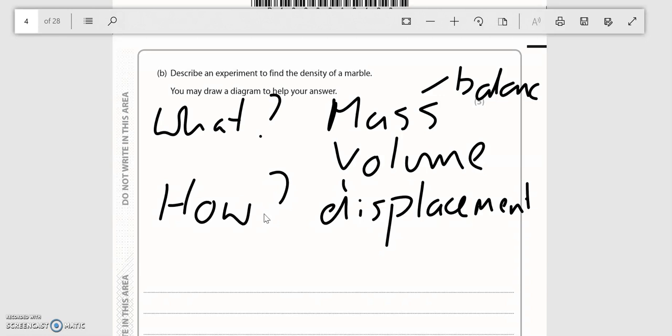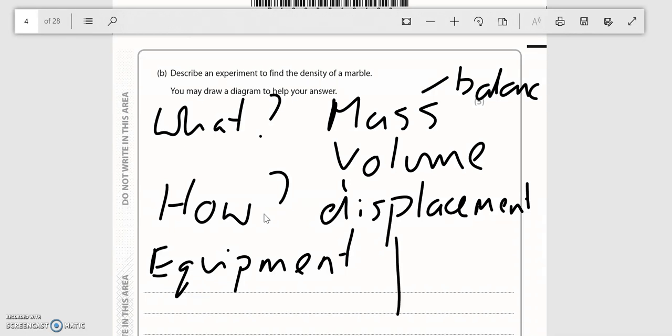That comes to the third marking point, which is equipment. So what equipment will you need? We've already mentioned a balance. For the displacement method, you will need a measuring cylinder and some kind of displacement can. If you can't remember what a displacement can is, it kind of looks like that. It's the spouty thing where you put the marble in and the water comes out, and then you collect it in the measuring cylinder, and that gives you the volume of the marble.